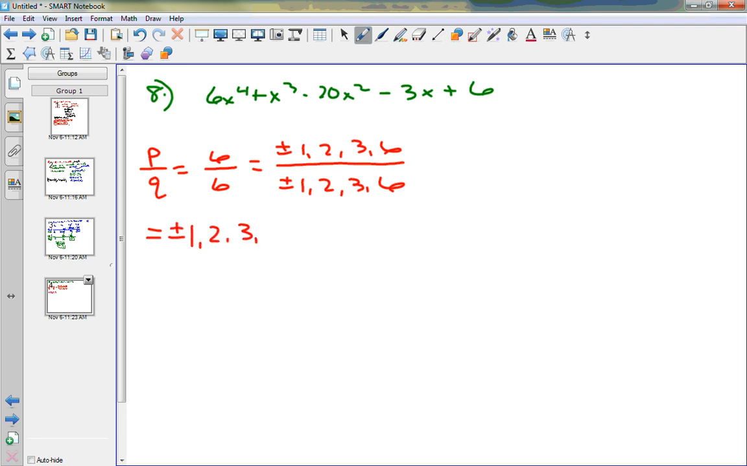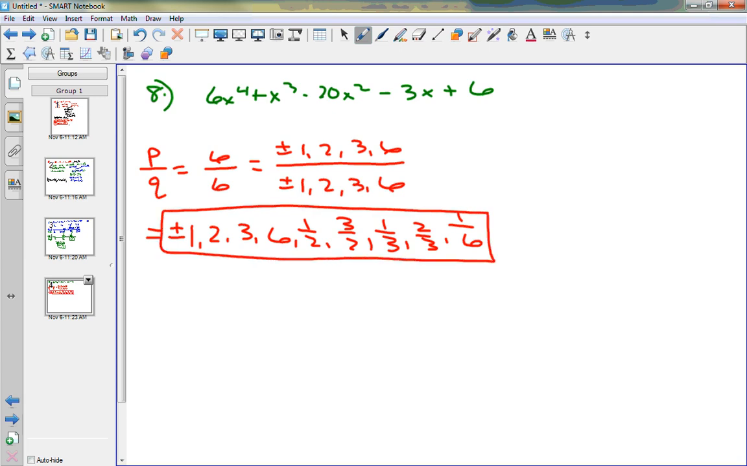1, 2, 3, 6. 1 half. 2 divided by 2 is 1. 3 halves. 6 divided by 2 is 3. Go to the next one. 1/3. 2/3. 3 divided by 3 is 1. 6 divided by 3 is 2. The next one. 1/6. 2/6 reduces down to be 1/3. 3/6 reduces down to be 1/2. I already have it. 6/6 becomes 1. So there's all your p over q values. On the test tomorrow, every one of those is worth a point. Do we understand that? So if you miss one, you're done for.